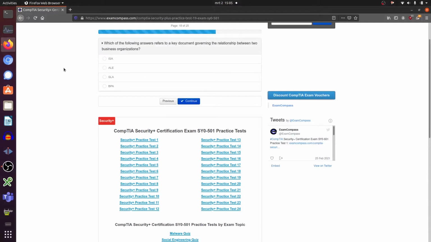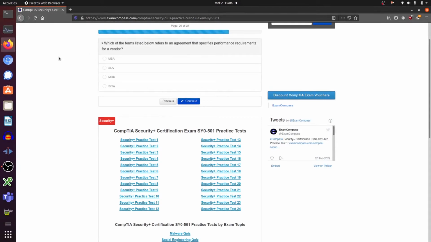Which of the following answers refers to a key document governing the relationship between 2 business organizations? Business, a BPA document. An agreement between a service provider and users defining the nature, availability, quality, and scope of the service to be provided is known as an SLA, or a service level agreement.